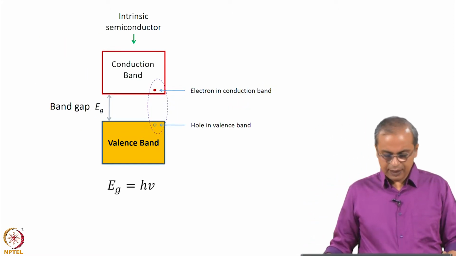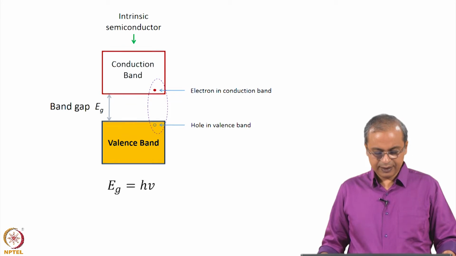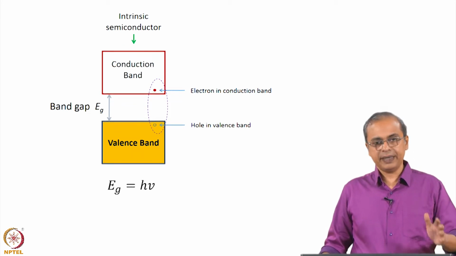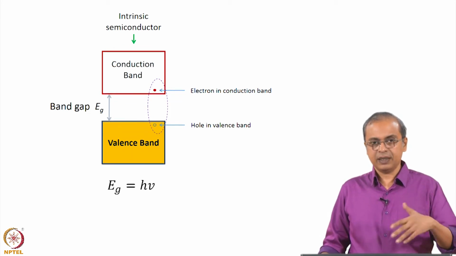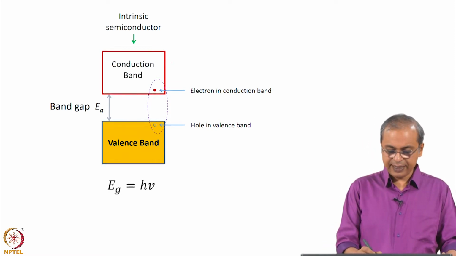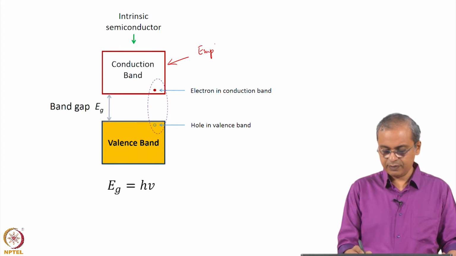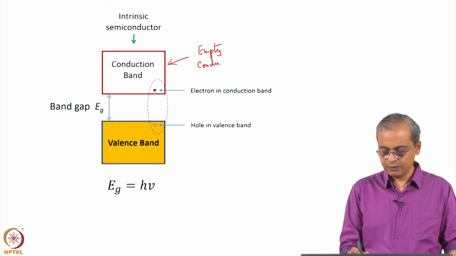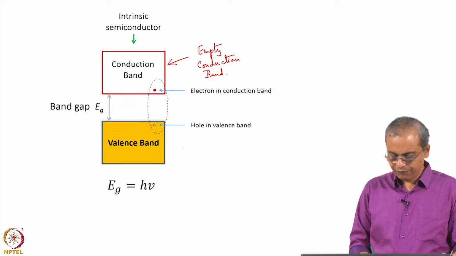Okay, so we will begin by looking at this idea that a material may have a band structure that looks something like what you are seeing here. That there is a conduction band which is vacant, and you have a full valence band.